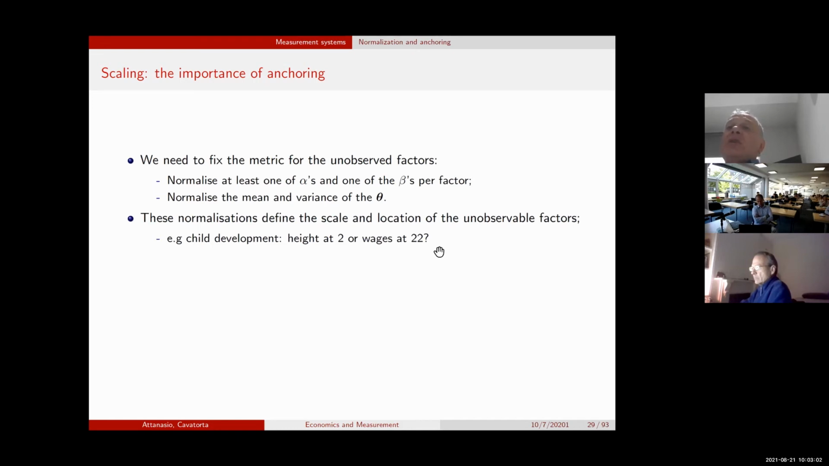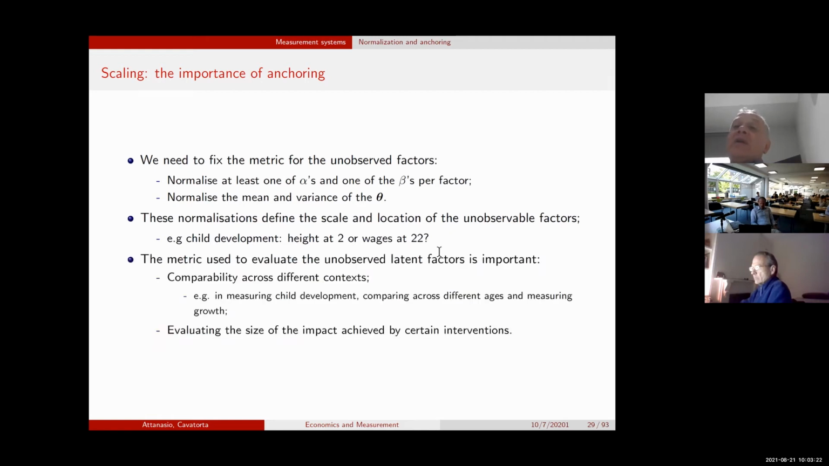So the normalization and the scale can be important, and especially when you follow things over time, it becomes very difficult. So what is a good index of human development? Is it the height at 2 or the wages at 22 or 25? That's important, especially when you want comparability across different contexts. In psychometrics there is a quite huge literature on this, and we should be aware of it.